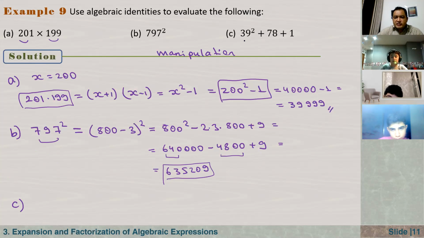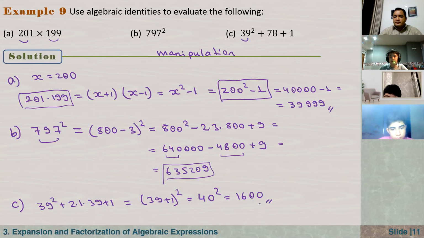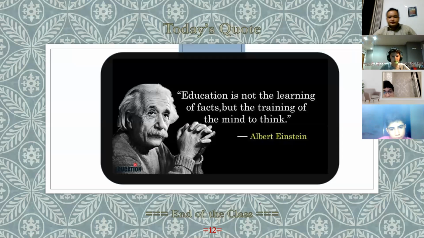C, yeah, as I see here, 39 squared, right? 39 squared. And 78, we can write it as 2 times 1 times 39, plus 1, which is equal to (39 plus 1) squared. It is 40 squared. That's equal to 1600, right? If you are familiar with this formula, now you can recognize this. It looks like a perfect square, right? 39 squared, 2 times 1 times 39, plus 1. And you can just use this formula and get the answer.